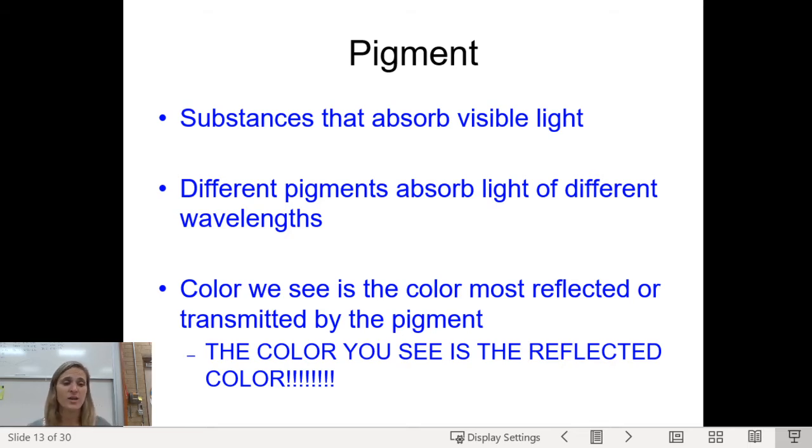I'm right now wearing a gray sweater. My gray sweater is not absorbing that gray light, or I don't know what color technically gray would be, but it's not absorbing that color, it is reflecting gray. So it's absorbing all of the other colors, but reflecting gray. The color you see is the reflected color.